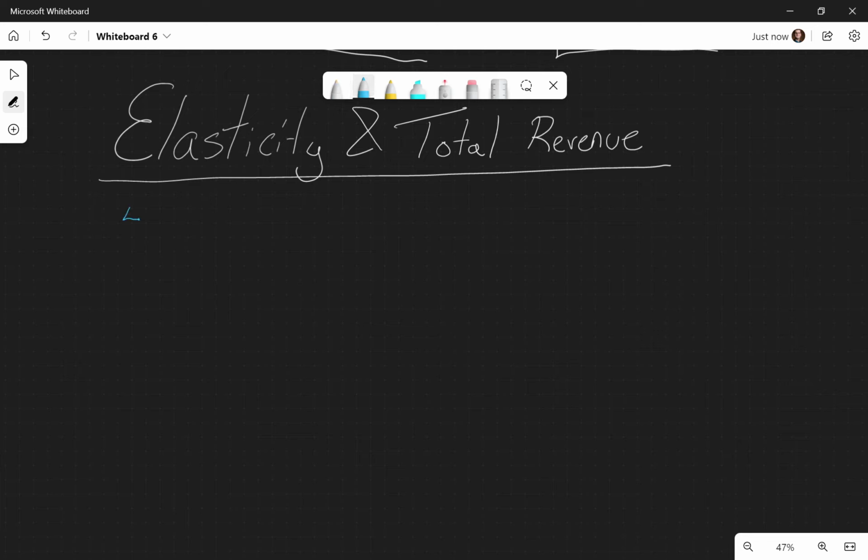So we have a conundrum. We know that when price increases, the total expenditure or the total revenue, which we can just abbreviate by TR, is going to do one of three things. Either it's going to increase, it's going to decrease, or it's going to stay the same.